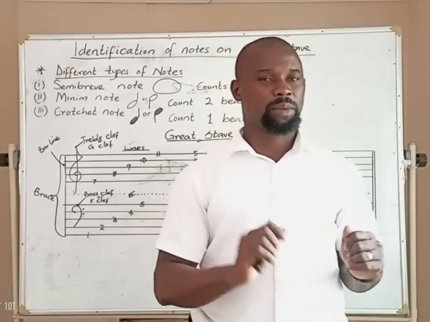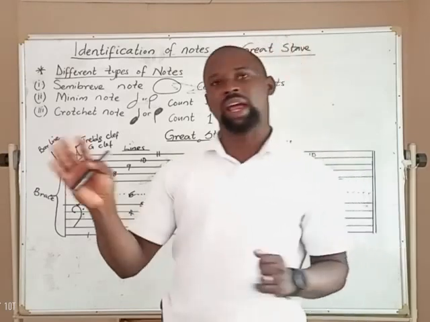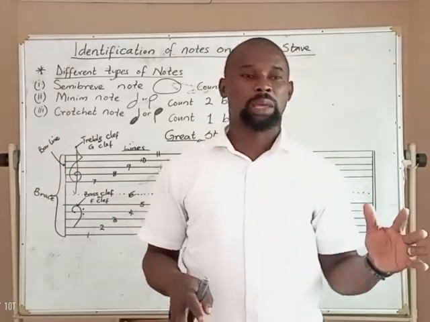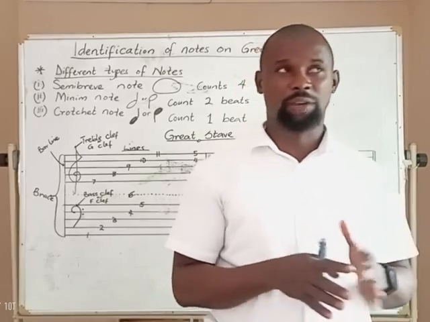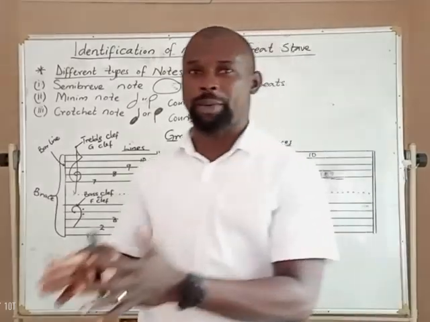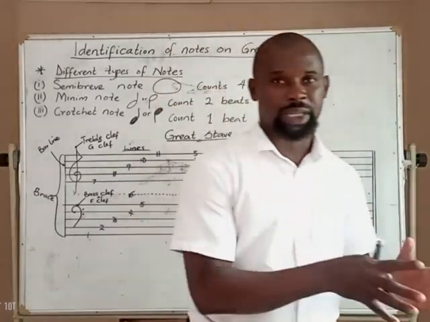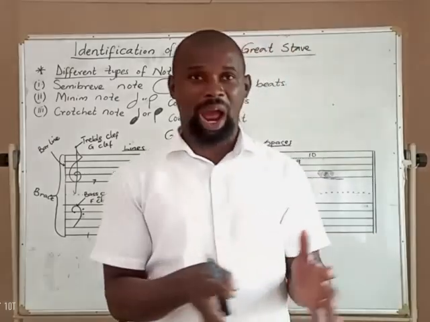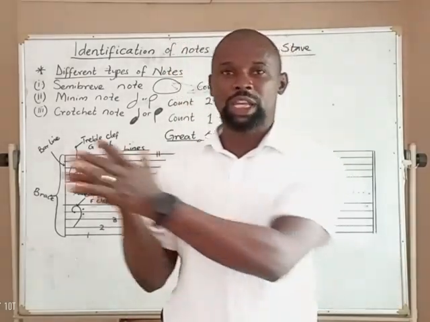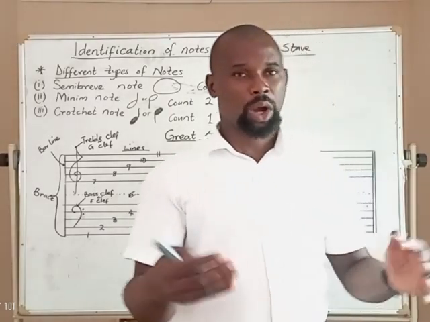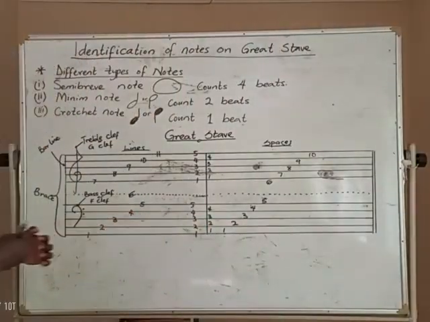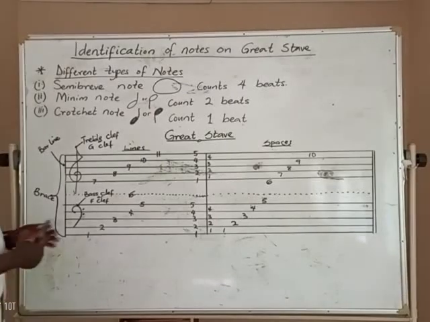A lot of people can understand the 5 lines and 4 spaces, but they cannot count the notes accurately. They cannot differentiate which one counts 4 beats, which one counts 2 beats, which one counts 1 beat or half a beat. So we'll look into that before we go to the Great Stave. Come with me, let's go to the board as the class continues.